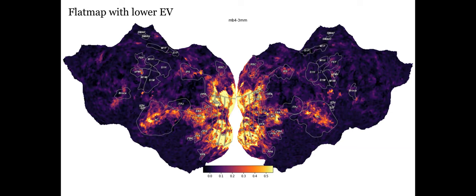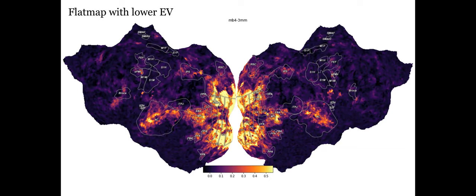What this is showing is that if you take your brain and cut along the middle and take a Mercator projection of what your brain looks like, this is what it would look like using that projection. And here we're plotting the EV value for each voxel, and more towards yellow means a higher EV value and more towards black is a lower EV value. This in particular is showing the EV value distribution for multiband 4 3mm voxels.